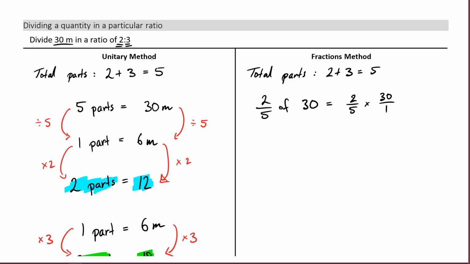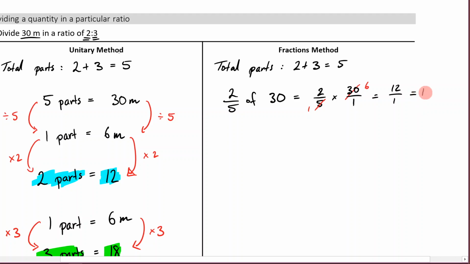Now I do some cancelling. So 5 divided by 5 is 1. 30 divided by 5 is 6. Remember that when you are multiplying fractions, you multiply the numerators. So 2 times 6 is 12. And then you multiply the denominators. 1 times 1 is 1. So that means I'm going to get 12 meters here. So that is for my 2 parts.